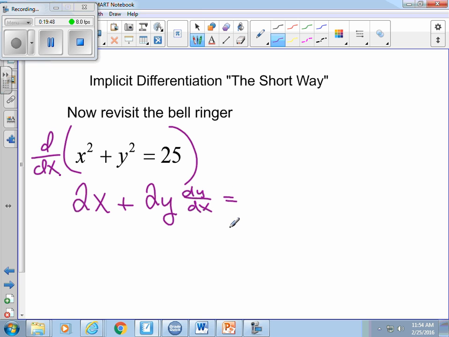What is the derivative of 25? A lot of people mess that up. They bring the 25 down. Don't forget, you take the derivative of everything. See? Now, if I wanted a slope, I could get dy dx by itself.